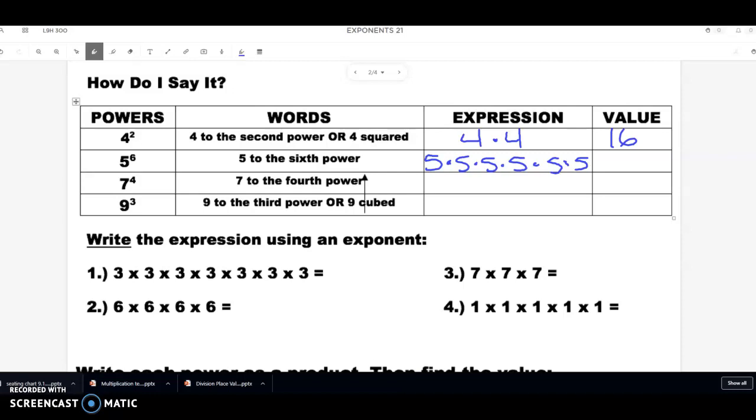All right, so 5 to the 6th power. The base is 5. How many times did we multiply it? 6. Okay. 15,625? Okay, so we just start with 2. 5 times 5 is 25. Times 5 again.